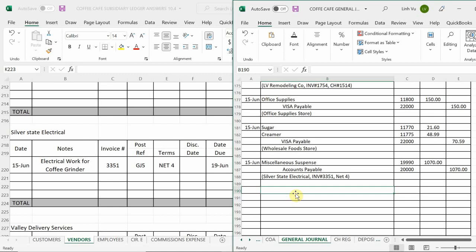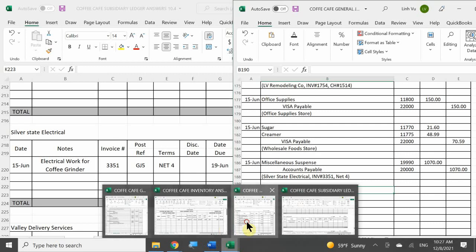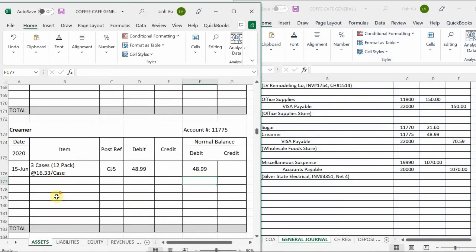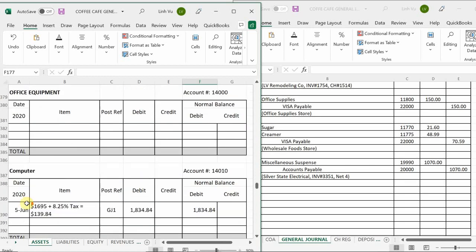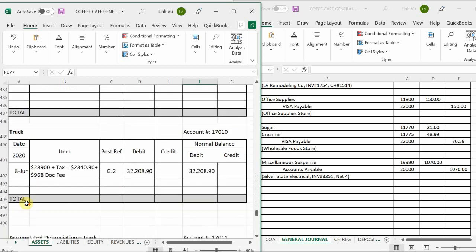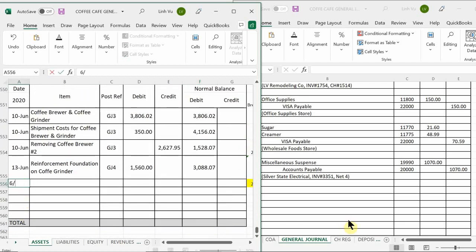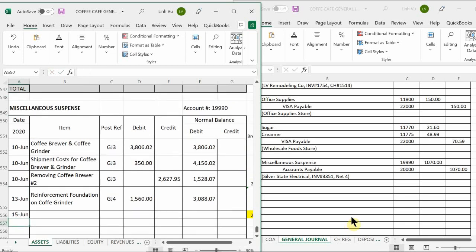And then just a question: would you go to general ledger and increase miscellaneous expense, or no? Absolutely. That's correct. So let's go to the ledger and increase the miscellaneous suspense account. All right, miscellaneous suspense account.